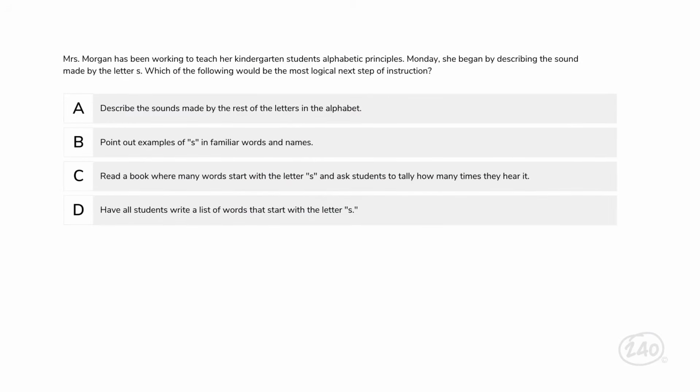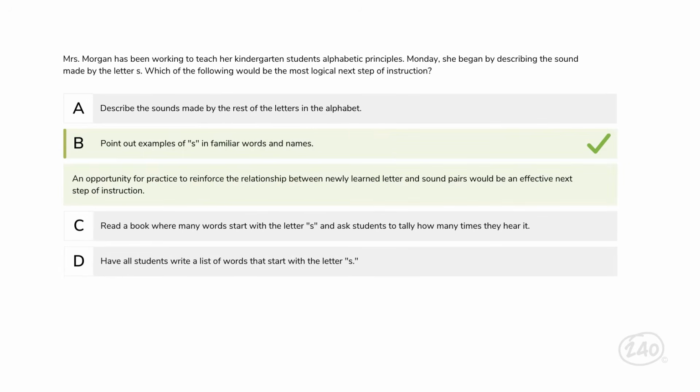Mrs. Morgan has been working to teach her kindergarten students alphabetic principles. Monday, she began by describing the sound made by the letter S. Which of the following would be the most logical next step of instruction? Describe the sounds made by the rest of the letters in the alphabet. Point out examples of S in familiar words and names. Read a book where many words start with the letter S and ask students to tally how many times they hear it. Have all students write a list of words that start with the letter S.